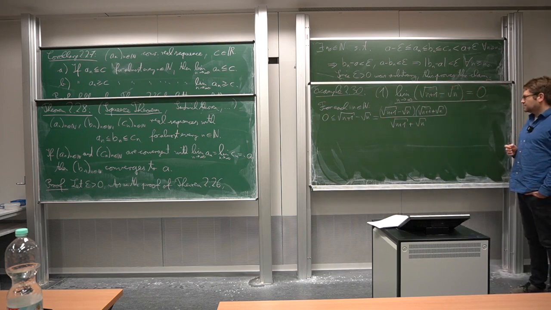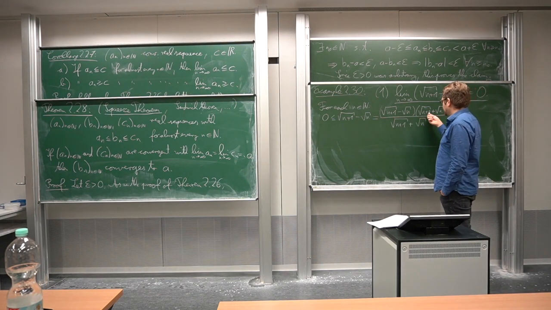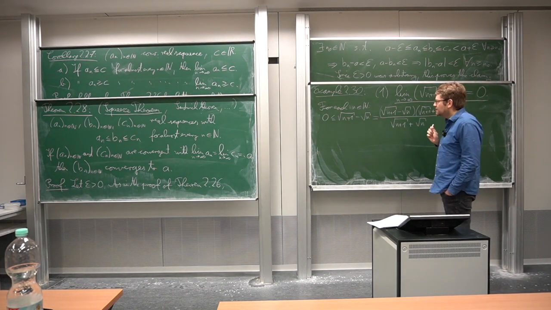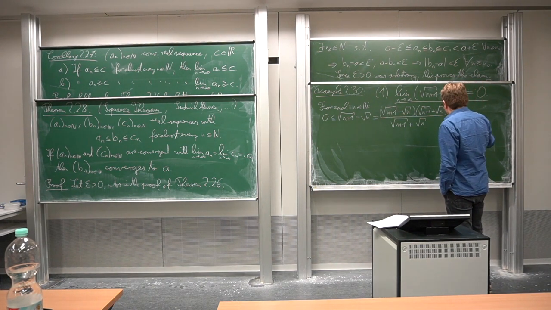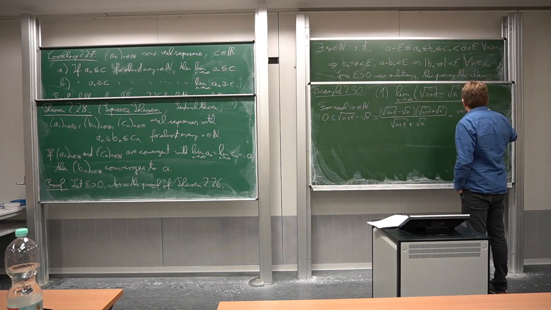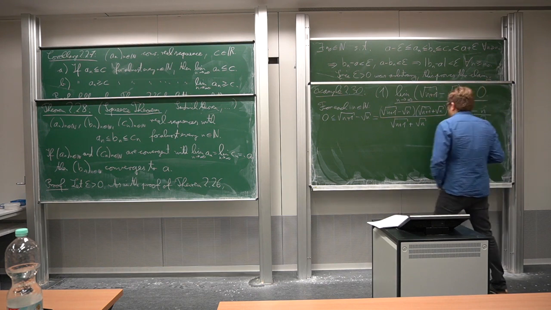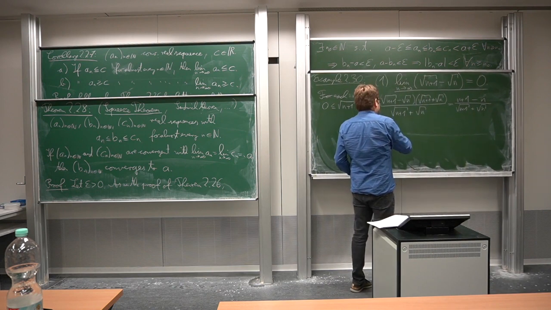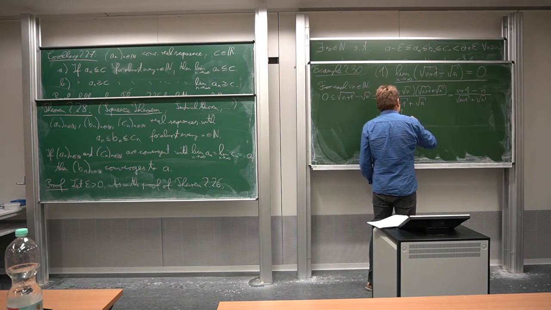So what does this matter? This is now the third binomial formula, as we call it in Germany, because we have a formula for these things. If a plus b times a minus b, this just gives the square of the first minus the square of the second. And squares of roots, this sounds good. So we get n plus 1 minus n in the numerator, divided by the square root of n plus 1 plus the square root of n. And now we see what happens. This is just 1 over the square root of n plus 1 plus the square root of n.